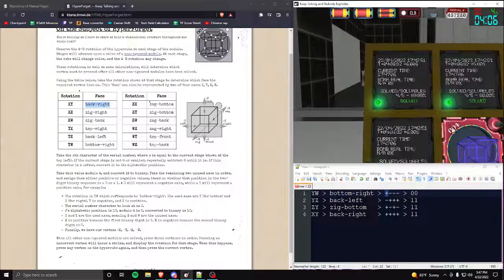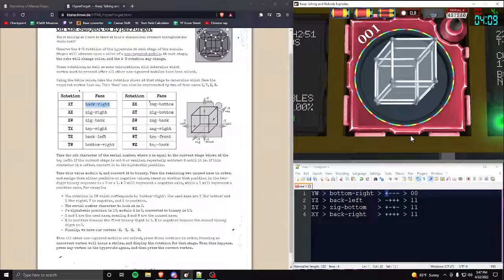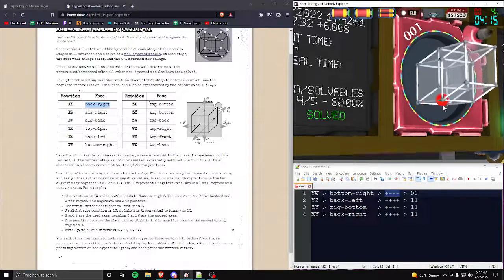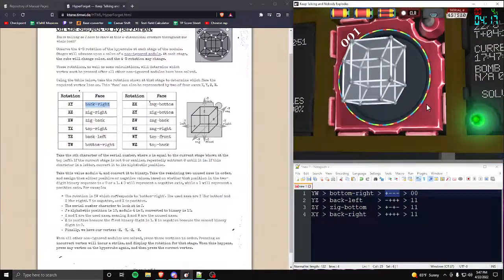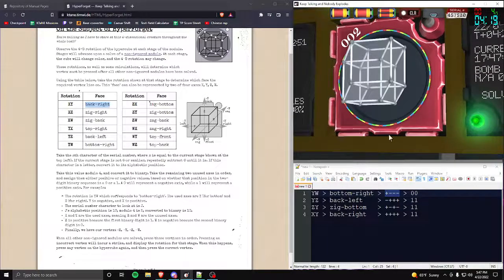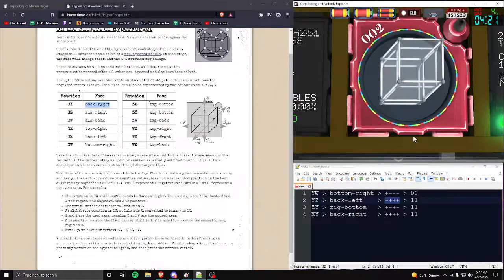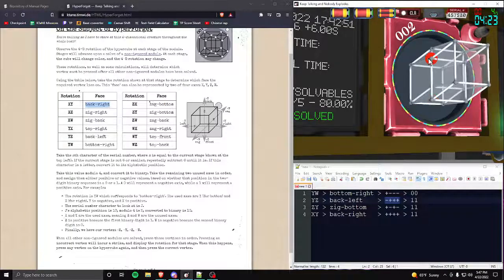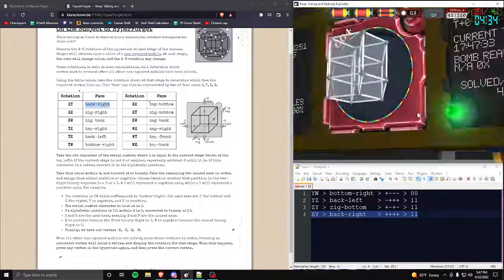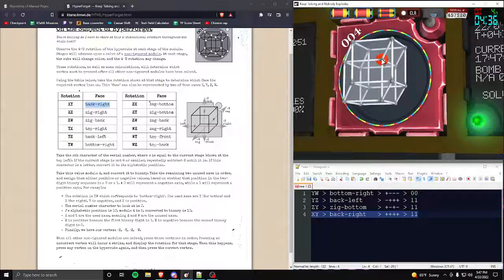So, let's solve the last module. Okay, so when it gets to submission phase, the cube will turn white. For the first stage, we had positive X, negative Y, negative Z, and negative W, which is this vertex. Stage 2, we have negative X, positive Y, positive Z, positive W. Stage 3, we have positive X, negative Y, positive Z, negative W. And for stage 4, we have positive X, positive Y, positive Z, positive W.